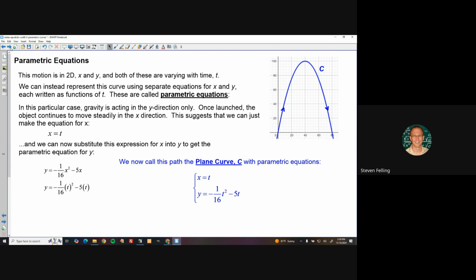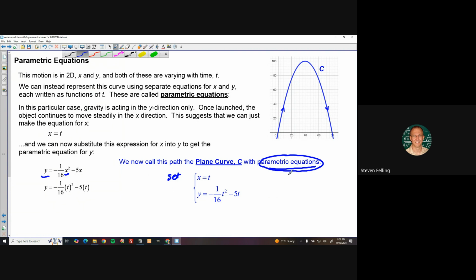Since it is time most frequently, we usually use the letter t for this parameter. So instead of having, like in this equation here, y as a function of x, now we're going to have a set of equations which are called parametric equations, and we're going to represent x and y both as functions of a third variable t, and that t is called the parameter.